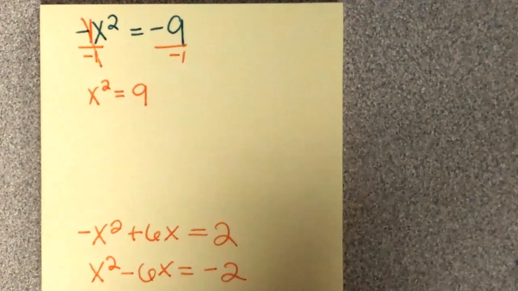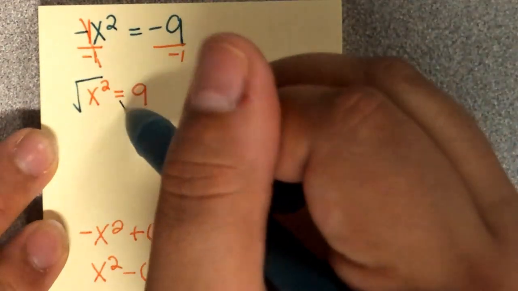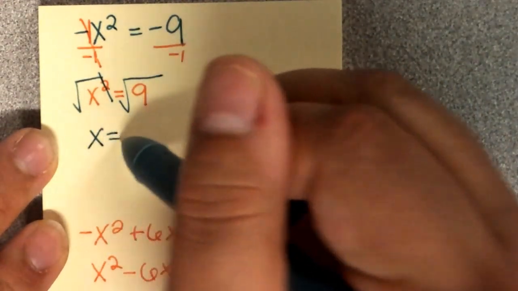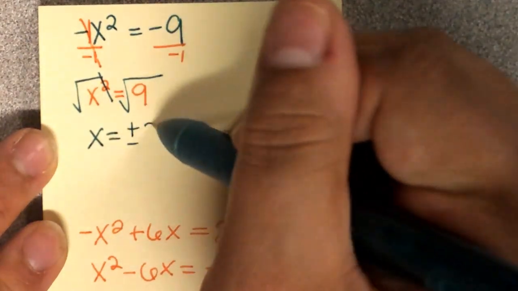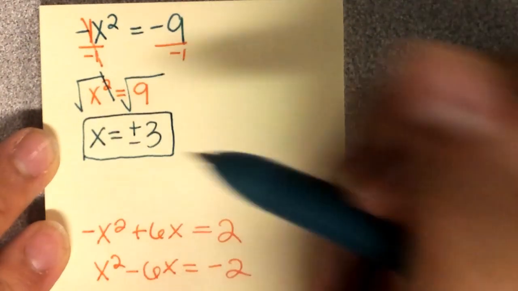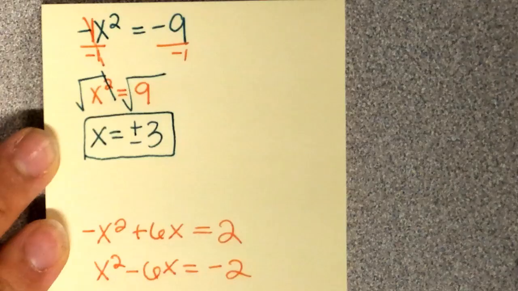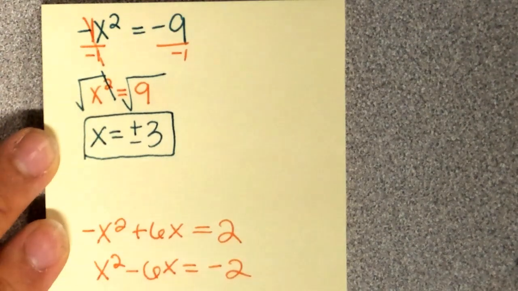All right, what do I do now to get x by itself? Square root it. And what you do to one side, you do to the other. And what is the square root of 9? Plus or minus 3. Not all quadratics, but most quadratics are going to give you 2 answers.